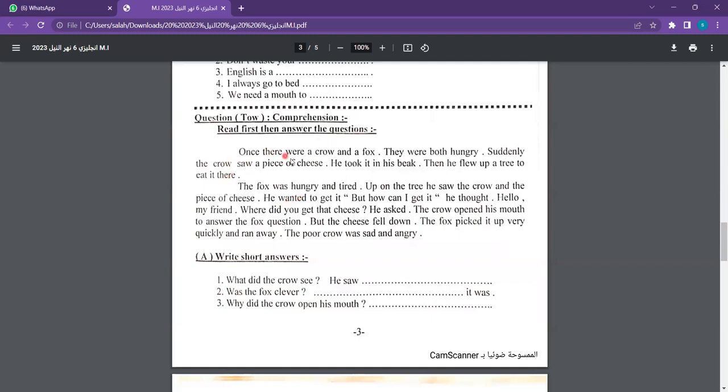Once there were a king and a fox. They were both hungry. Suddenly, the crow saw a piece of cheese. He took it in his beak. Then he flew up a tree to eat it there. The fox was hungry and tired. Up on the tree, he saw the crow and the piece of cheese. He wanted to get it. But how can I get it? He thought, hello, my friend. Where did you get that cheese?